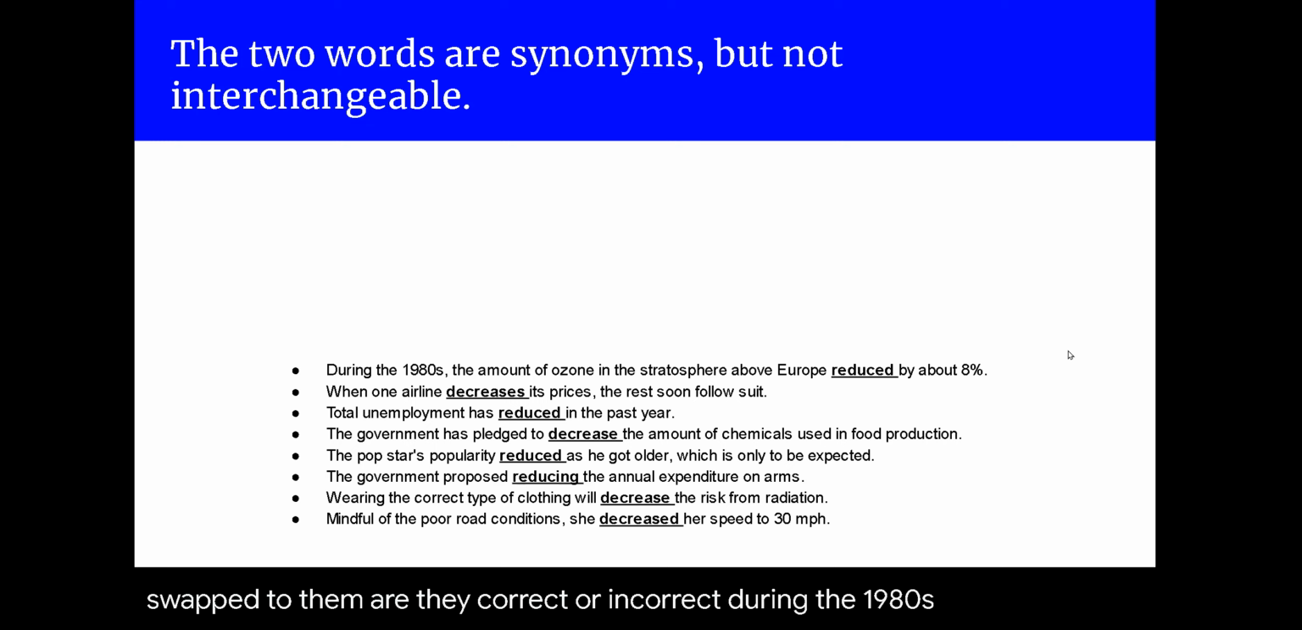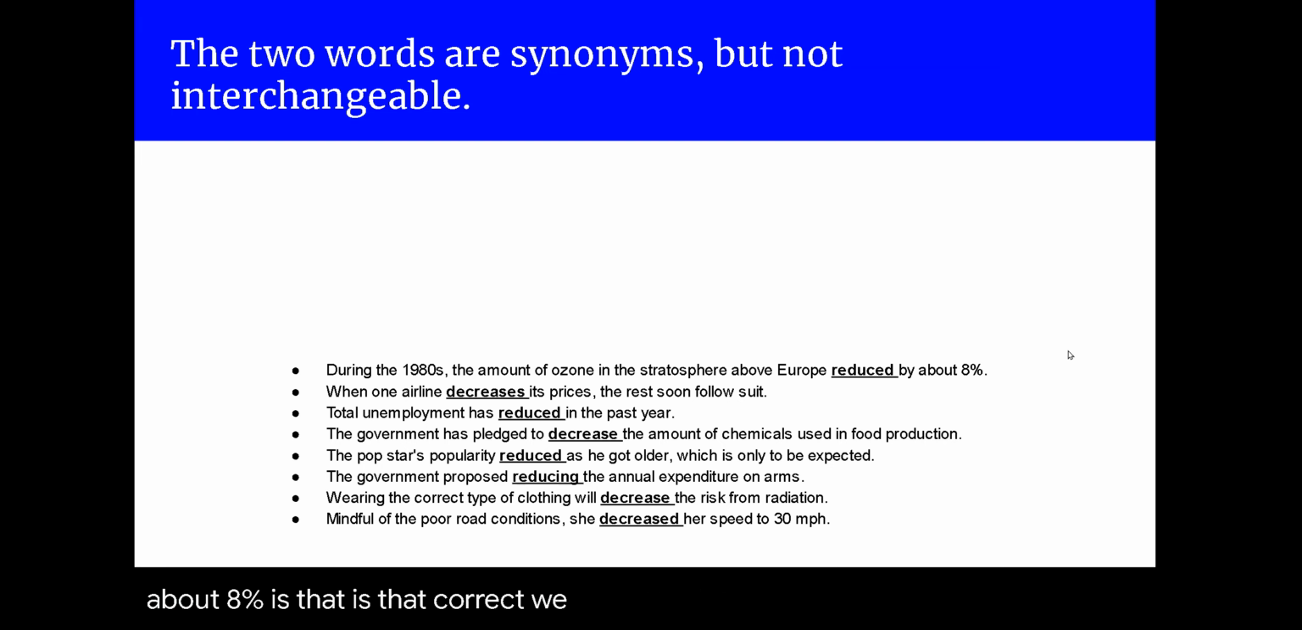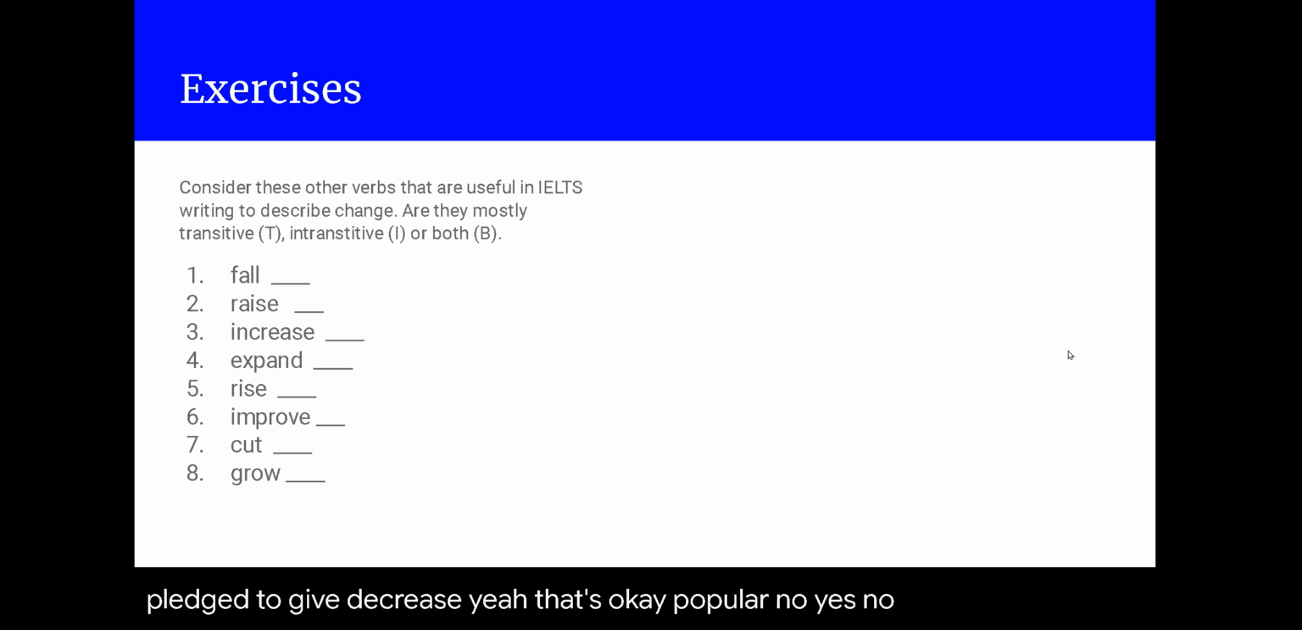During the 1980s, the amount of ozone in the stratosphere above Europe reduced by about 8%. Is that correct? Can we say it like that? What does Badger think? When one airline decreases its prices, the rest soon follow suit. Total unemployment has reduced. No? Government has pledged to decrease. Yeah, that's okay. No? Yes. No. Okay, whoops. All right.